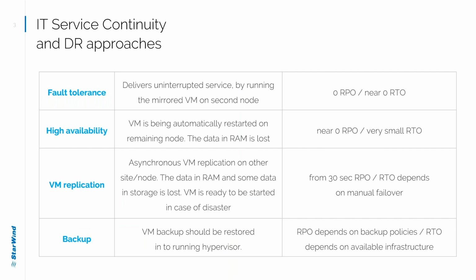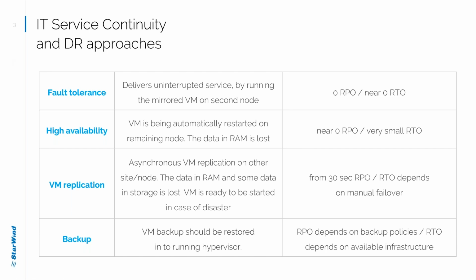To protect virtualized infrastructure from disaster or other disruption, the following approaches should be implemented or can be implemented. It is not required to use all of them simultaneously, but properly configured combination of 2 or 3 of them will help to achieve extremely high uptime for application and IT services. We'll start with fault tolerance.